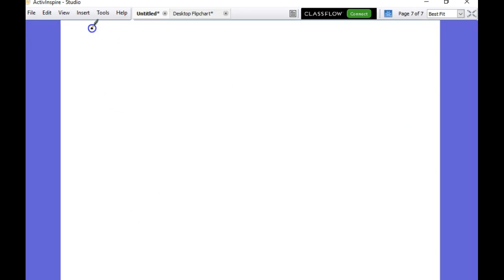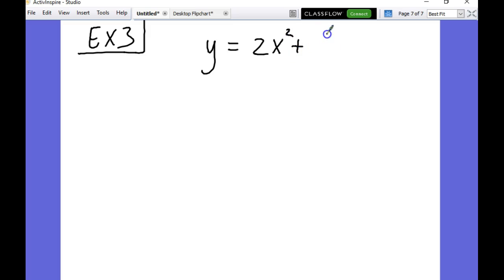Ready? Example 3. Write this down with me. Y equals 2x squared plus 1.